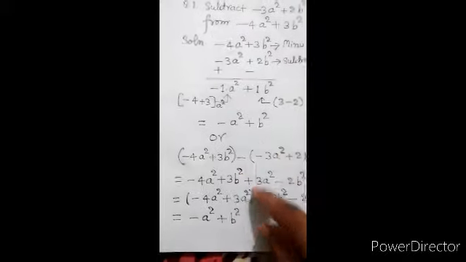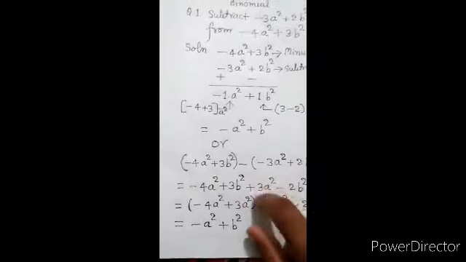Column wise or horizontal method, both are the same. Both results are the same. That's all.